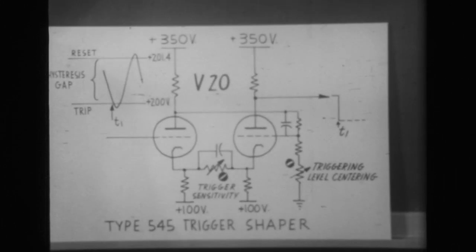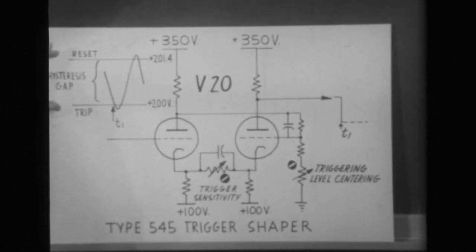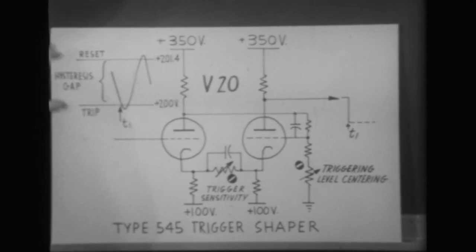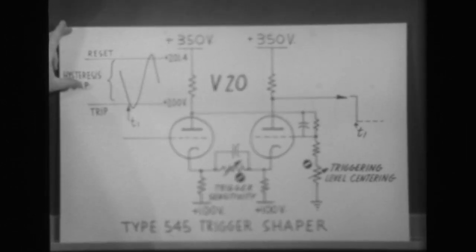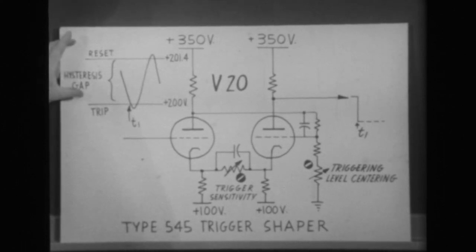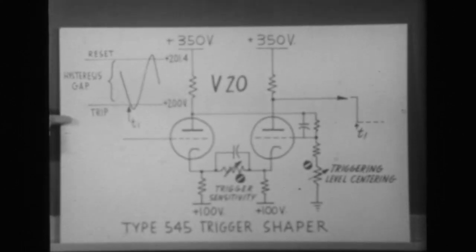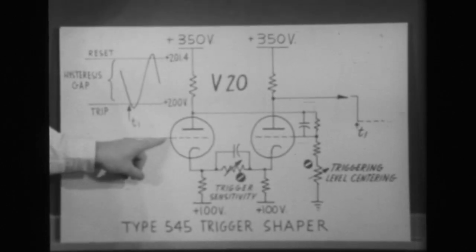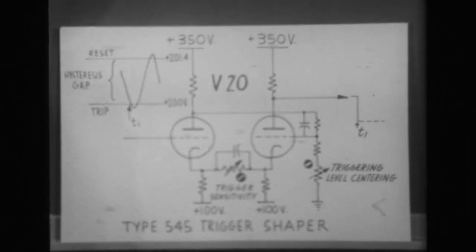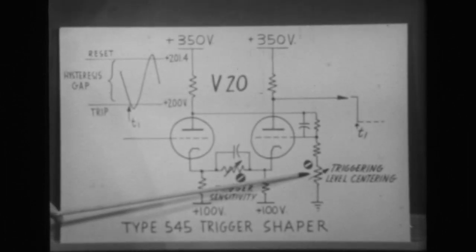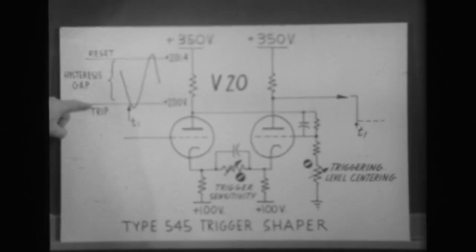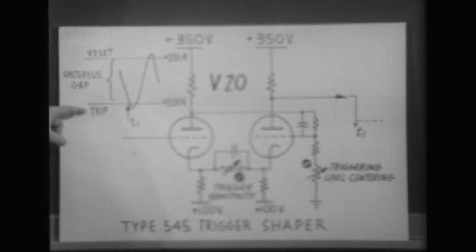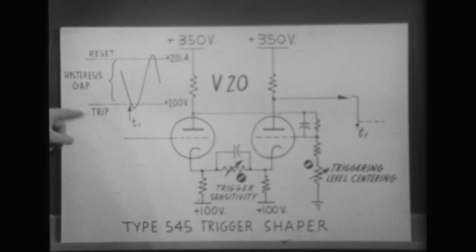Next, it is necessary to adjust the whole trip and reset voltage waveform for the multivibrator up and down. We have to be able to adjust this total gap up and down in reference to a driving signal, which we will show you on another card, which is applied to the input grid. By changing the triggering level centering potentiometer, we actually move the trip level up and down as far as DC volts are concerned and set the trip level at some specific DC voltage as required by the instrument on which you are working.